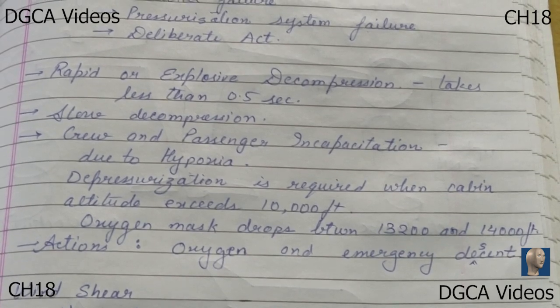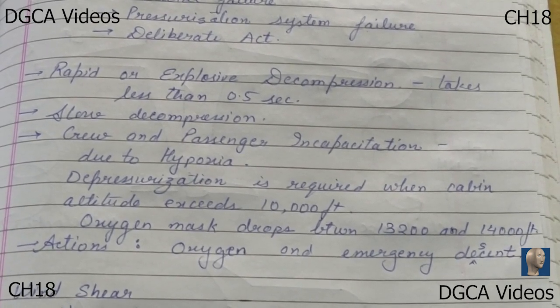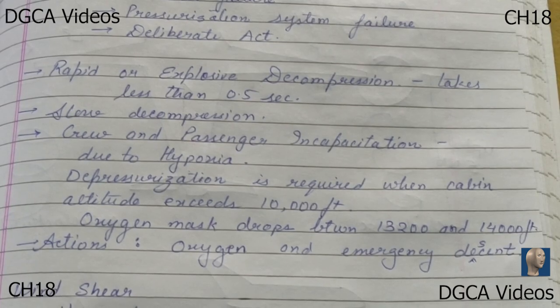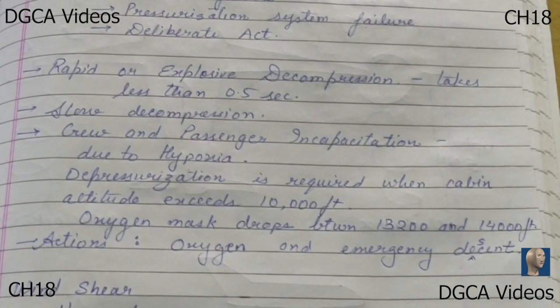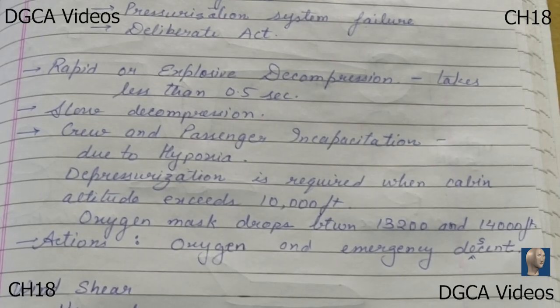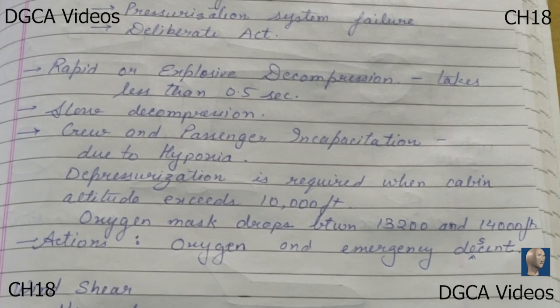Also, the first and foremost thing that the pilot needs to do in a decompression situation in the flight is an emergency descent. If he descends below 10,000 feet, then supplementary oxygen won't be required, and the atmosphere is a little more suitable for people to survive. Those are the two things that you need to take care of.